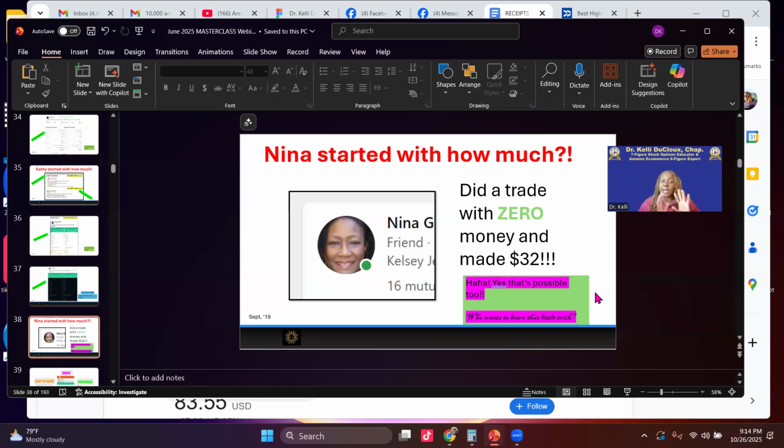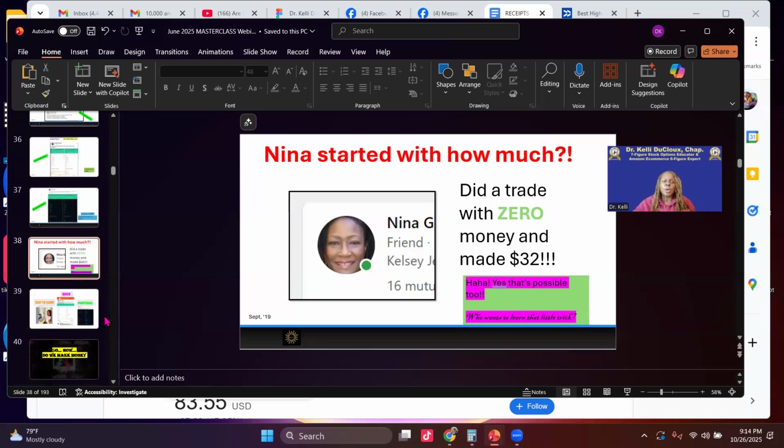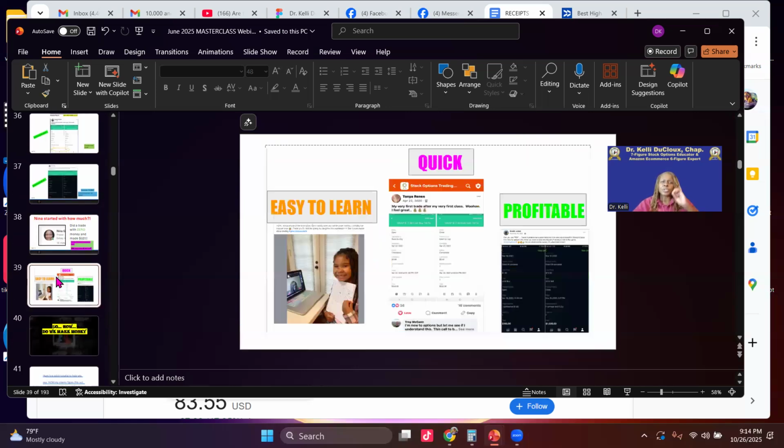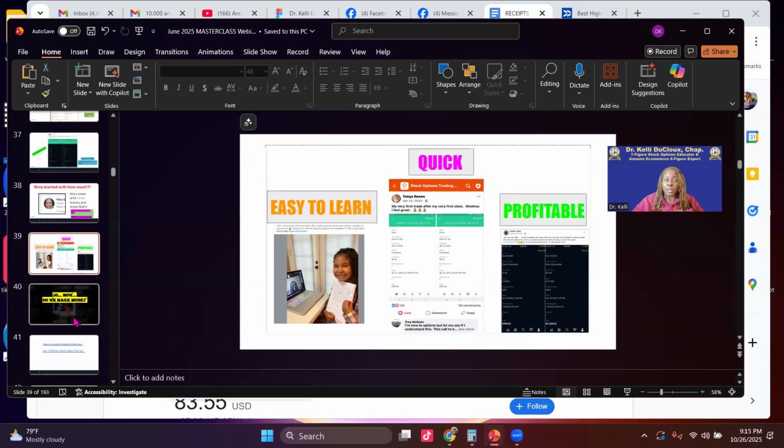USPTO.gov. And I submitted my strategies, my recipes, so that I could get them trademarked. That's how much I believe in what I teach. Okay. So I really want to make sure you understand that options hacking is easy to learn. It is profitable. It's quick. And don't forget, you don't even need a lot of money to make money and get started.